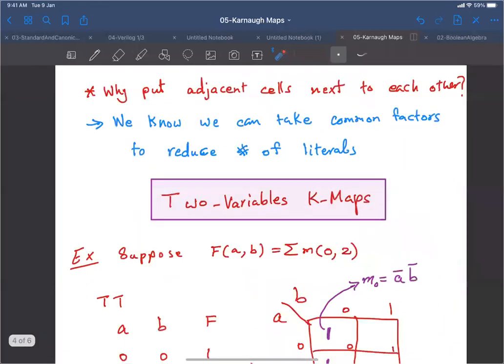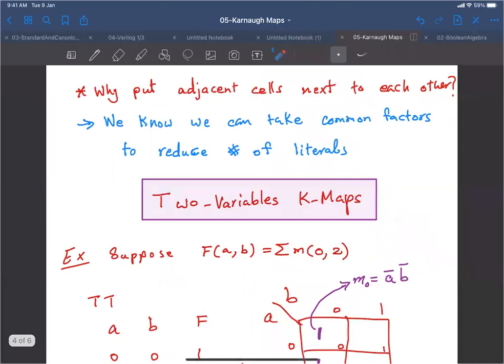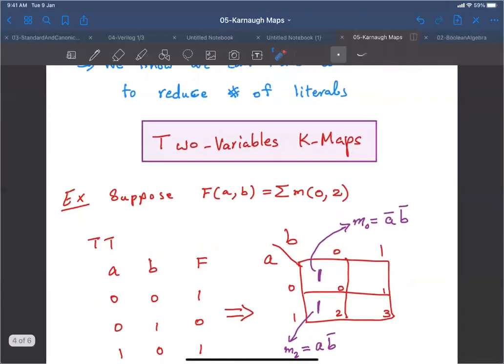All right, so now why do we put adjacent cells next to each other? Because we want to take advantage of that by taking common factors to reduce the number of literals, if both adjacent squares have 1. Now this is an example, and we are officially starting the two-variable K-maps.